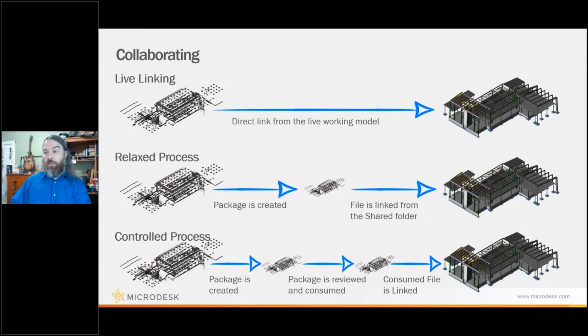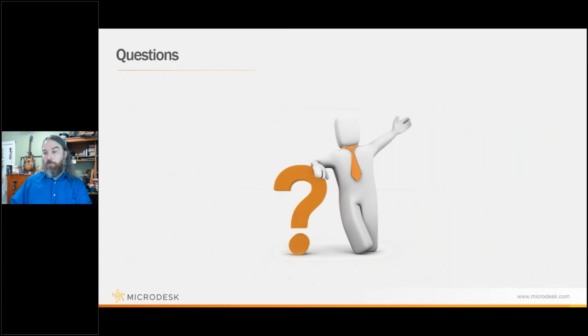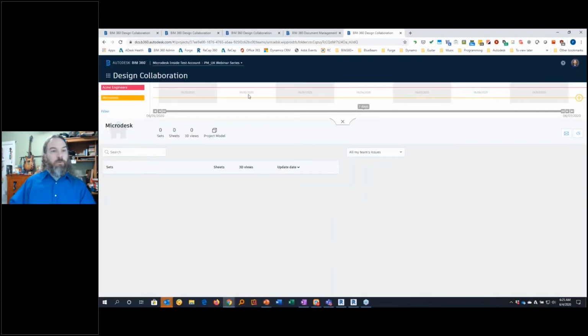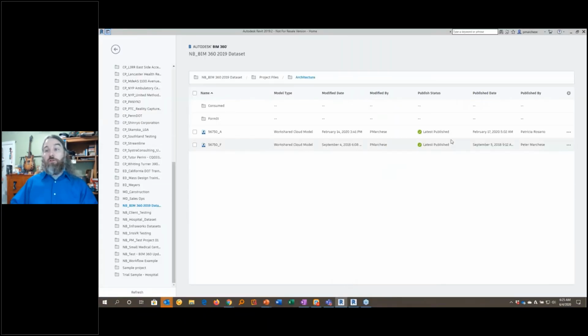So in this case, let me hop back into the cloud, there we go. When I'm working inside of Revit or in the cloud here, one of the things I can actually do is come over here and say published. Now, this aspect that I'm talking about right now, the whole live linking, the relaxed or the controlled paths, is specific to Revit right now.